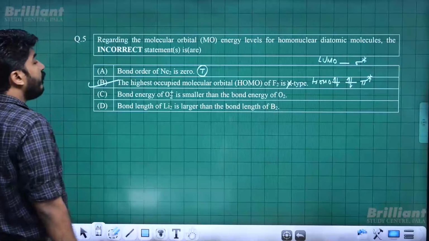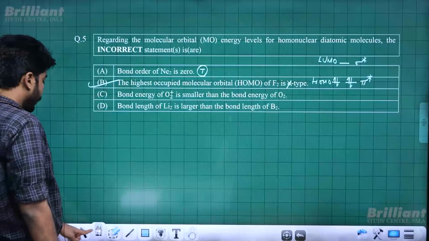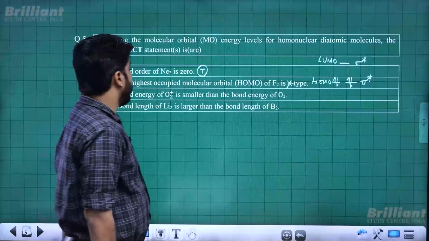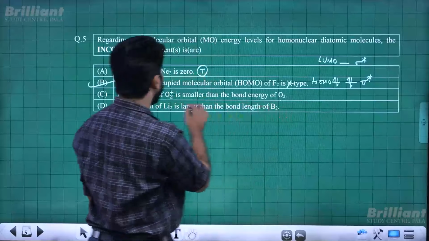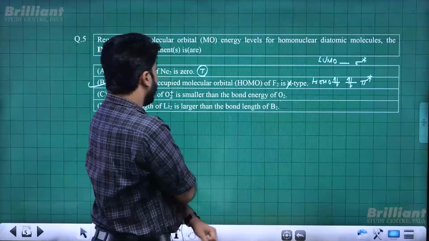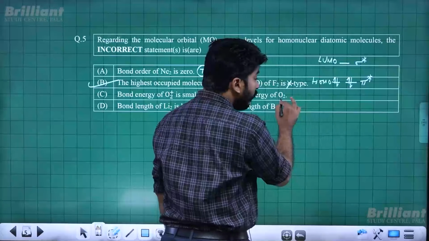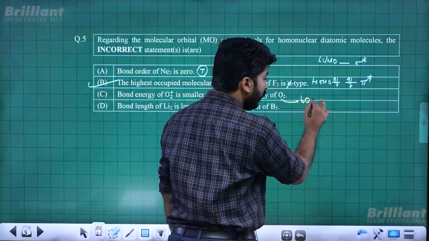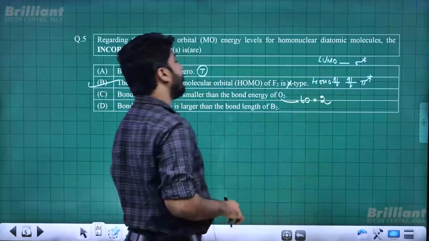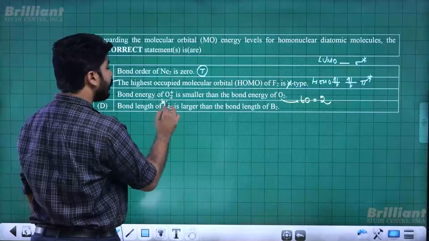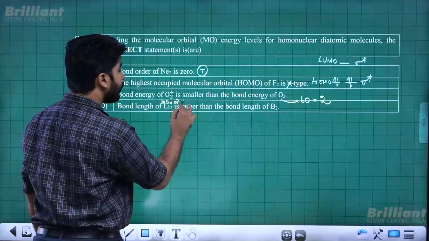Bond energy of O2 plus is smaller than bond energy of O2. Bond energy of O2 and O2 plus, if we compare, we can take bond order as a reference. Bond order of O2 is 2 and bond order of O2 plus will be 2.5 from its MO theory.